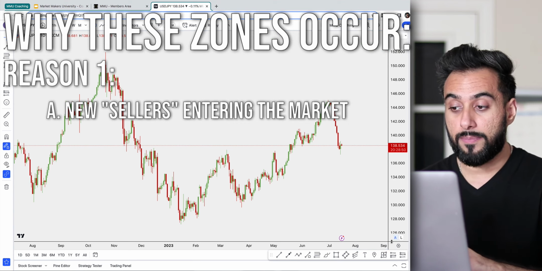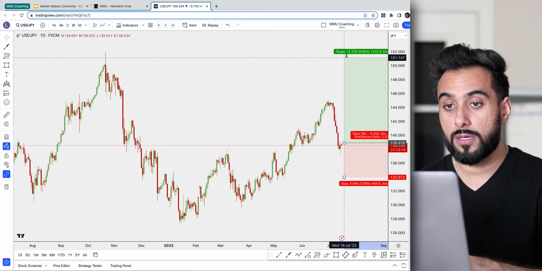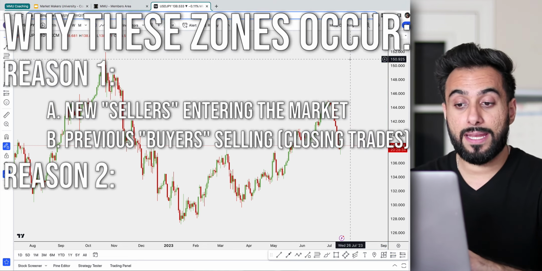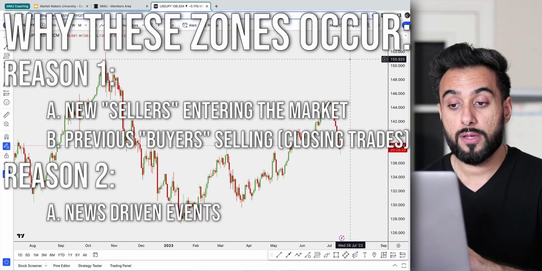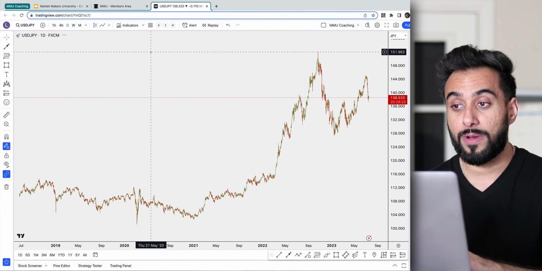Or if traders are in a buy, that is where they will close their longs. So they want to close their longs, or traders are looking to enter brand new sells. The second way supply and demand zones are created is through fundamentally driven news events. So if for whatever reason the price in the past hasn't really reacted in a certain area.